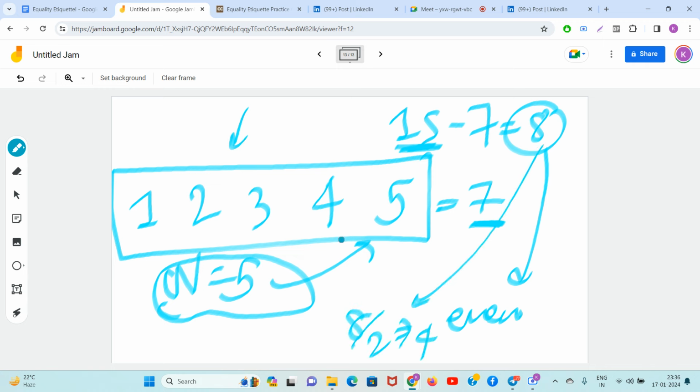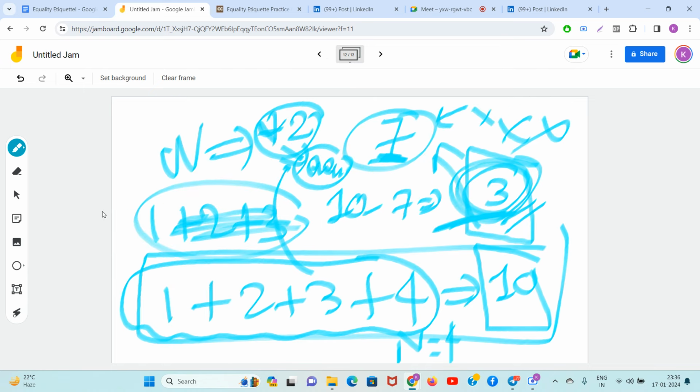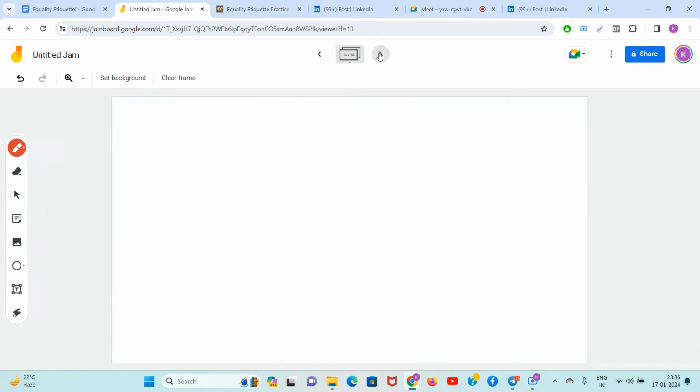4. You can find a 4 here. But in the previous case, the difference was 3, right? The difference was 3. You cannot do 3 by 2 equal to 1.5. You cannot find 1.5 here. Got my point?